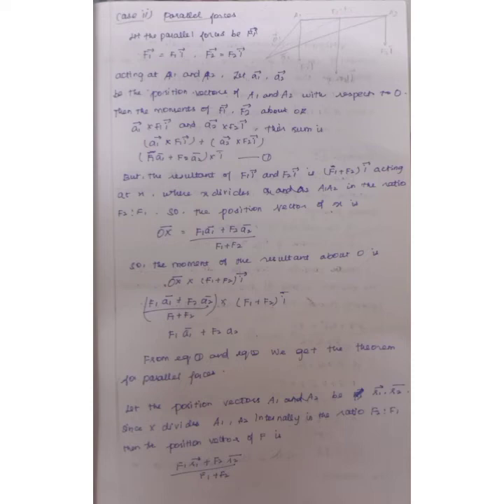Taking this as equation 1. The resultant of the two parallel forces F1 i vector and F2 i vector is F1 plus F2, the whole times i vector, acting at X, where X divides A1 and A2 internally in the ratio F2 to F1. The position vector of X is OX vector equal to F1 a1 vector plus F2 a2 vector by F1 plus F2. We have to find the moment of the resultant about O, which is OX cross F1 plus F2, the whole i vector.